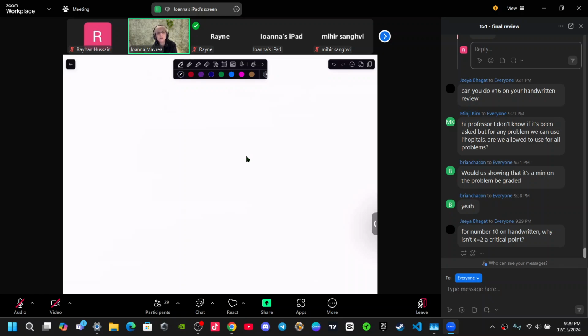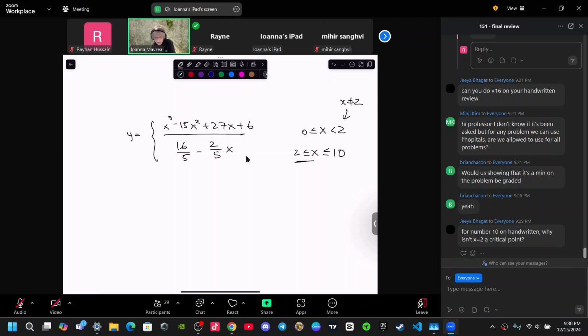So in that case, you have two pieces. And the other piece, 16/5 minus 2/5 x. And this goes from 2 to 10, and this goes from 0 to 2. Does not include 2, right? So x is not 2 here. X is 2 here. Okay, so you take the first piece, take the derivative. So that would be 3x squared minus 30x plus 27.